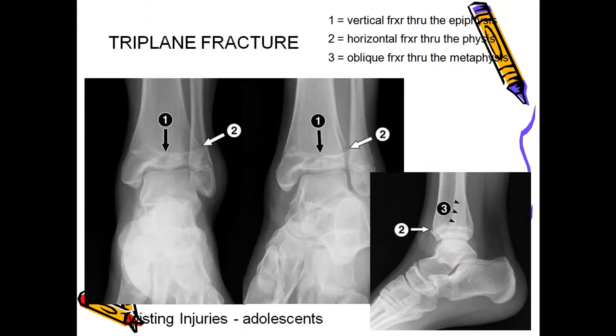So this is a triplane fracture. In a triplane fracture, three types of fractures are there: a vertical fracture, a horizontal fracture, and an oblique fracture. There is an oblique fracture through the metaphysis, a horizontal fracture through the physis, and a vertical fracture through the diaphysis. This is the triplane fracture. You can see it very clearly in this radiograph.